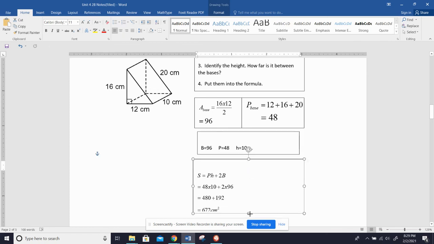Okay, I'll just roll this all down here, and you can see there's the formula. I plugged in P is 48. The height, this H is how far is it or how tall is it? That's a 10. The 2 is because I have two bases, one on each end, and then the area of the base. You get that together, 672 square centimeters. That is the area of all 5 of those sides. Okay, stop the recording and do the second one.